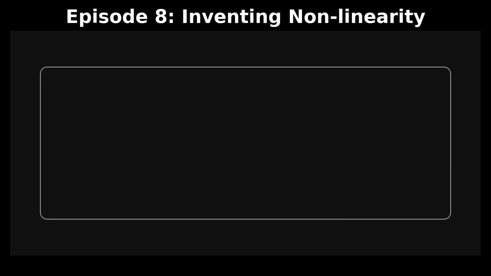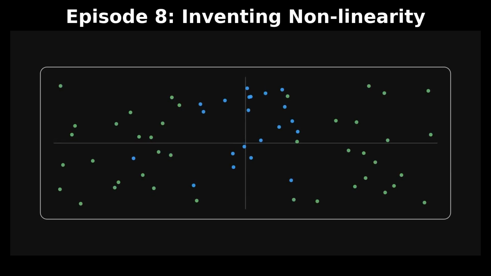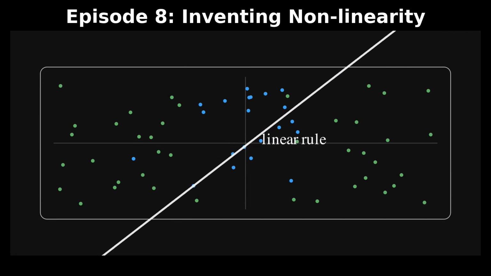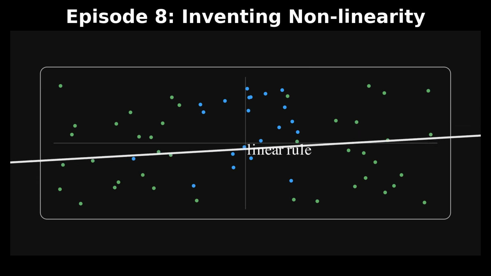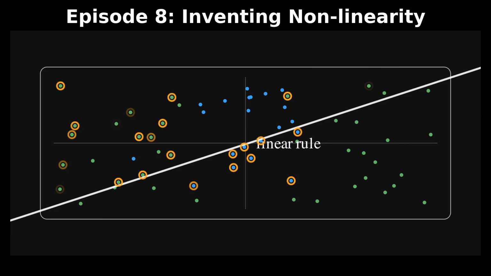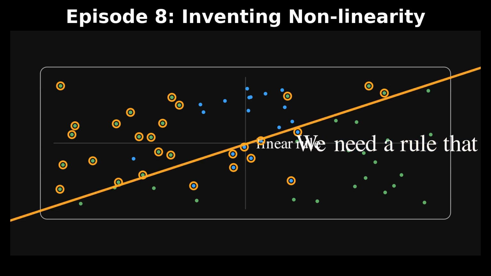We have a machine that can learn straight-line rules. It adjusts a few knobs, and predictions get better. But the world is full of patterns that are not straight in any coordinate system we can guess ahead of time. So today we pretend non-linearity has never been invented, and we build it from scratch. What it is, why we need it, and the simplest ways to manufacture it.